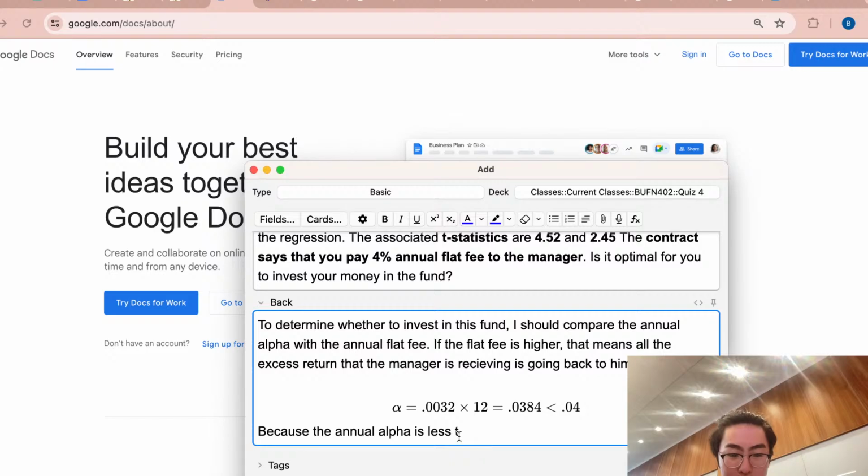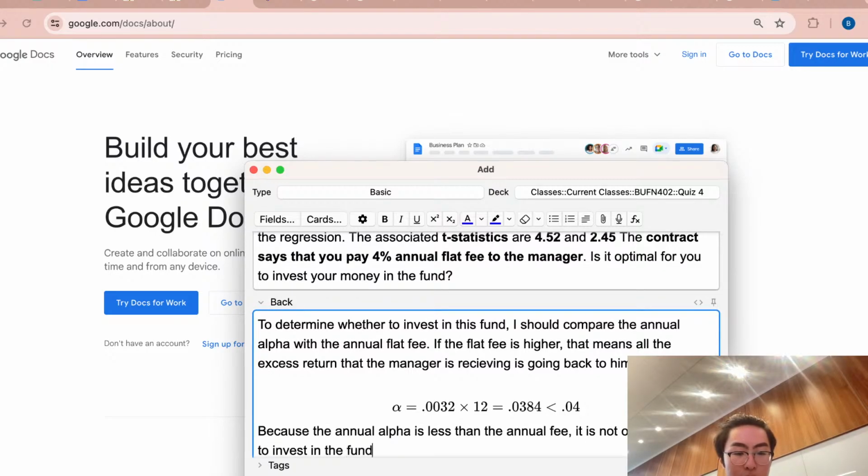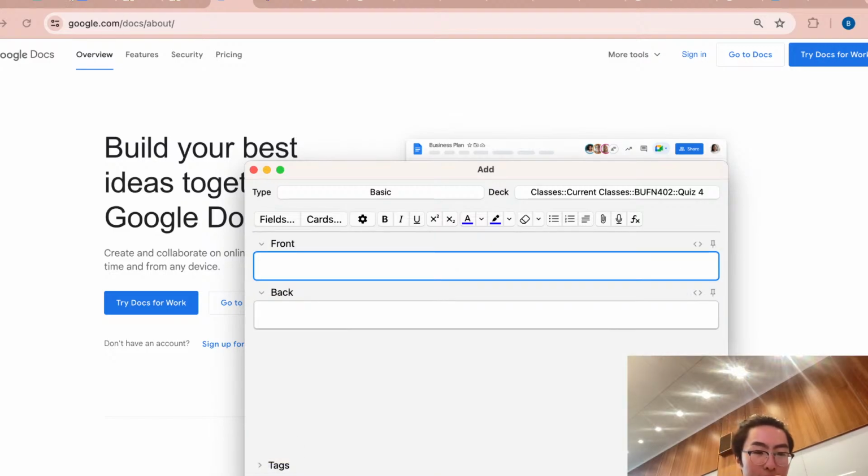The annual alpha is less than the annual fee. It is not optimal for me to invest in the fund. Okay, I think that's pretty good.